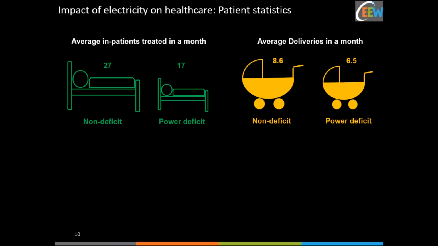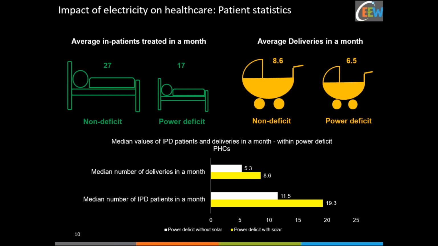When we looked more closely at those health centers with a power deficit, we found that primary health centers which had solar to augment their electricity supply did significantly better than those which did not have solar to back them up. For example, the median number of inpatients in a month was significantly higher, 19.3 as compared to 11.5, as well as the number of deliveries in a month were significantly higher, 8.6 as compared to 5.3.